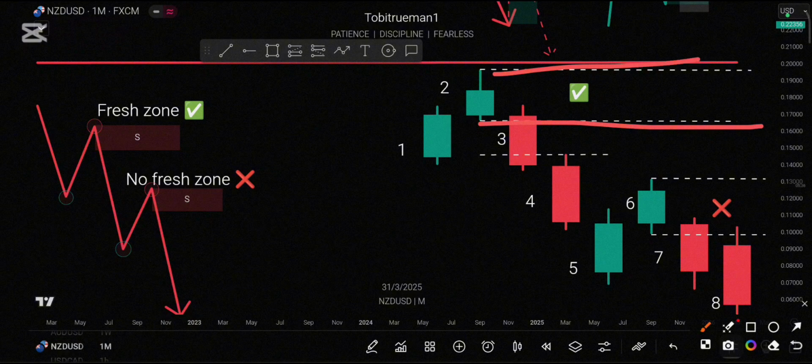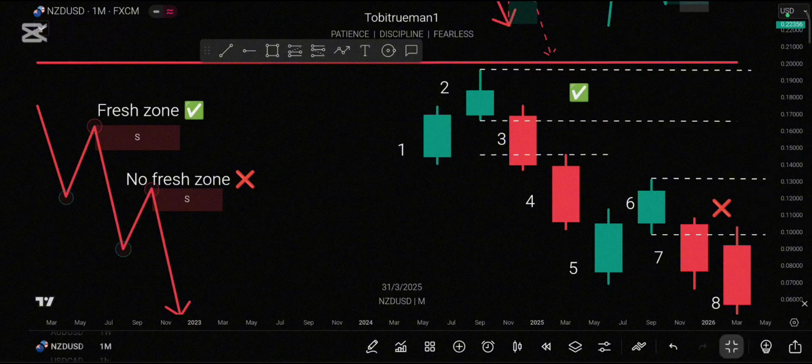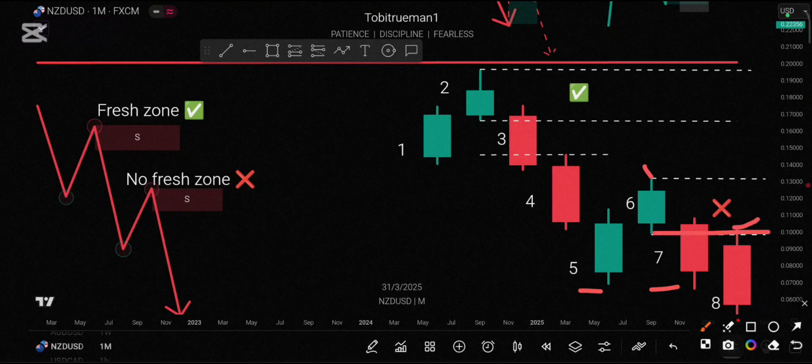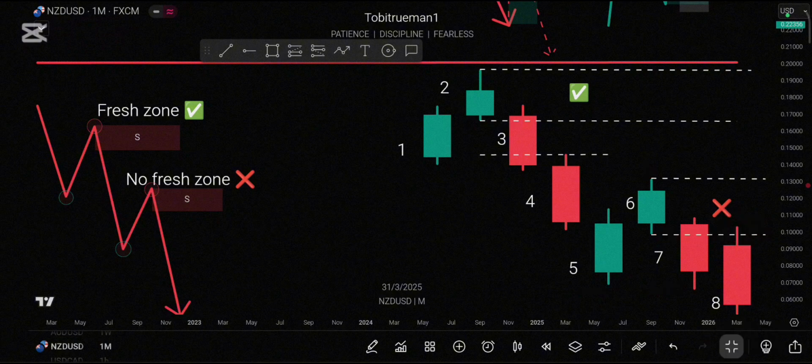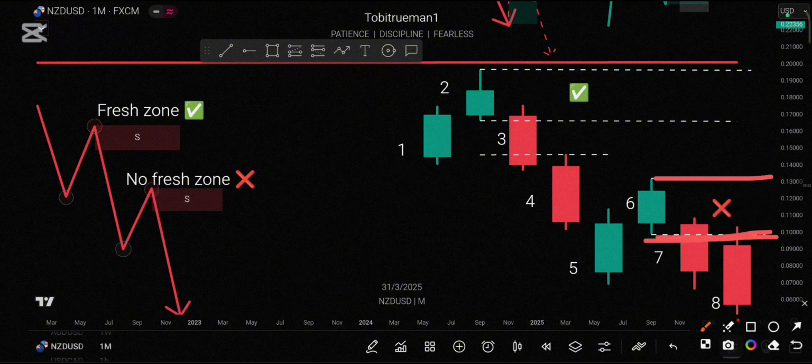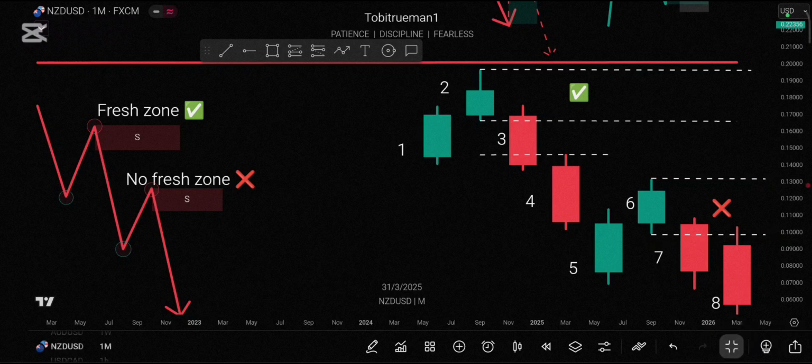All right, but looking at this other one, you can see candlestick 5, 6, 7, 8. Look at the low of candlestick 6 and look at the high of candlestick 8. They already collided, so we cannot use this supply zone of candlestick 6 anymore because it is already taken. That is just what it means.